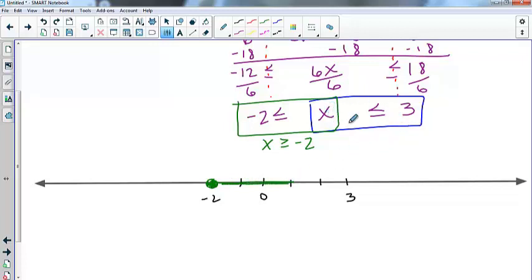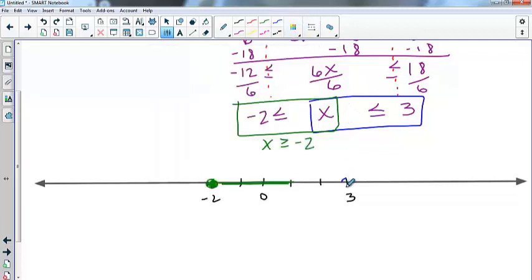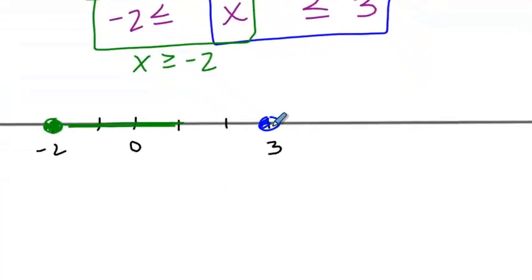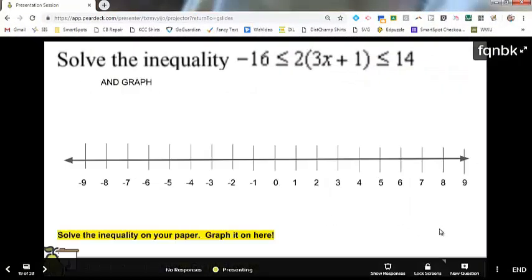And for the blue, at 3, what am I going to have? Open or closed? Closed because it has the point underneath. In which way should I shade? To the left. So I'm shading in between these two, right? Everybody sees that? Okay, so on your own, you have 90 seconds.